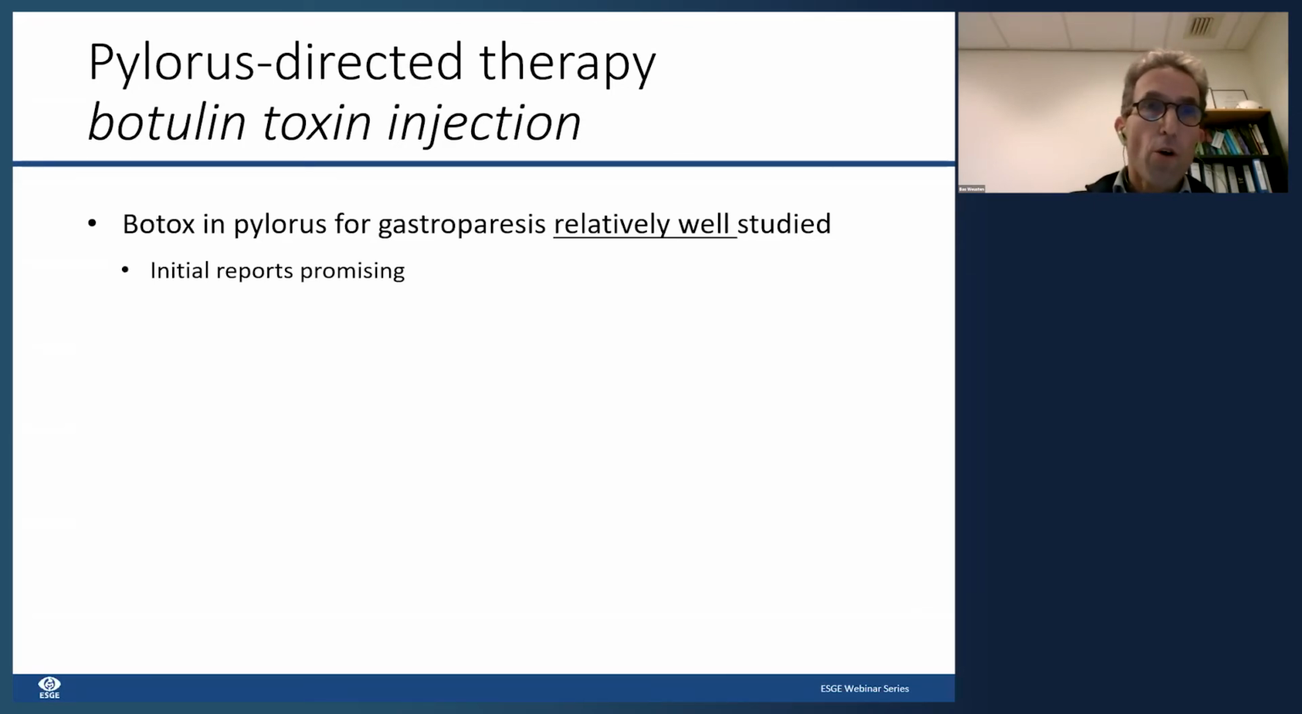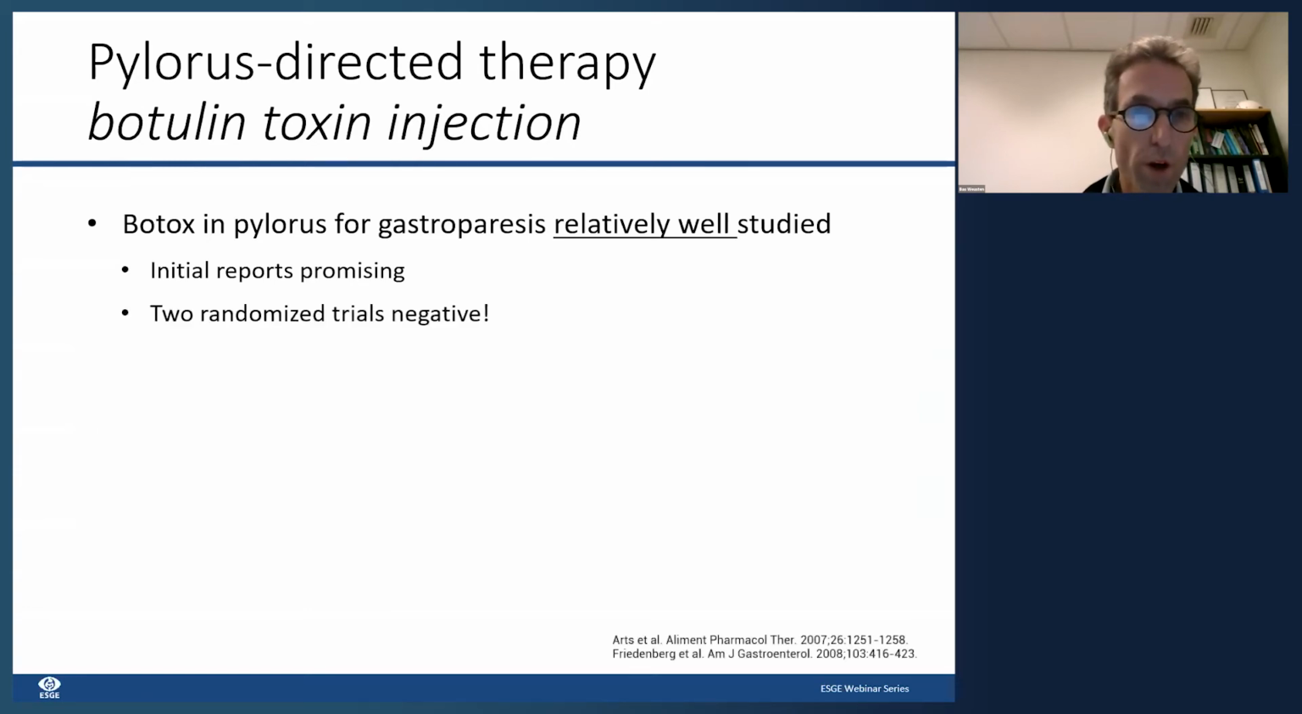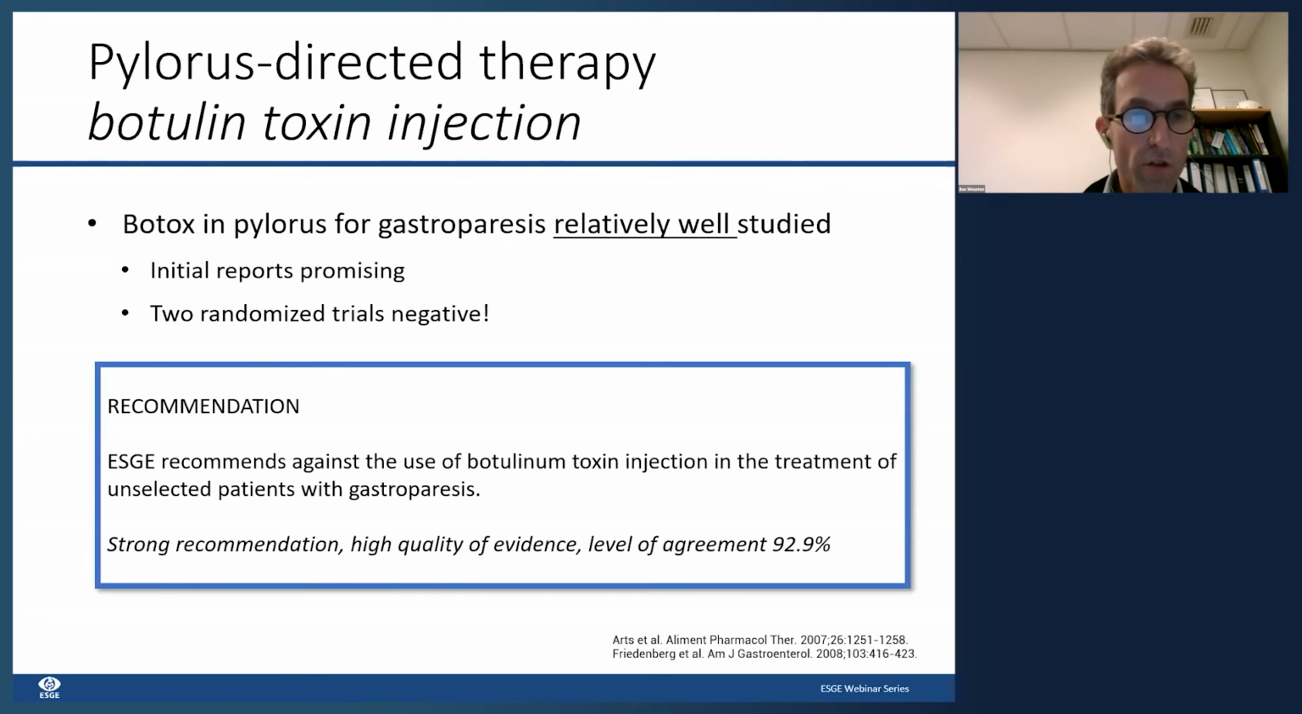Botulinum toxin injection in the pylorus is relatively well studied in contrast to the other options I mentioned, and the initial reports were promising, but there are 2 randomized trials, and those 2 randomized trials are negative. Surprisingly, there might be a type 2 error, so it's not very large studies, but the results were not in favor of botulinum toxin injection. So the ESGE recommends against the use of botulinum toxin injection in the treatment of unselected patients with gastroparesis.